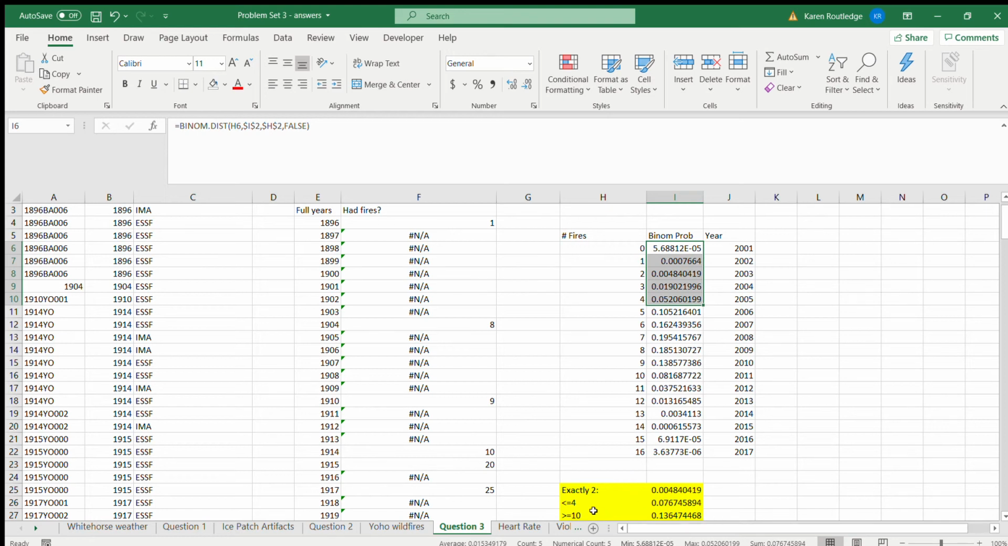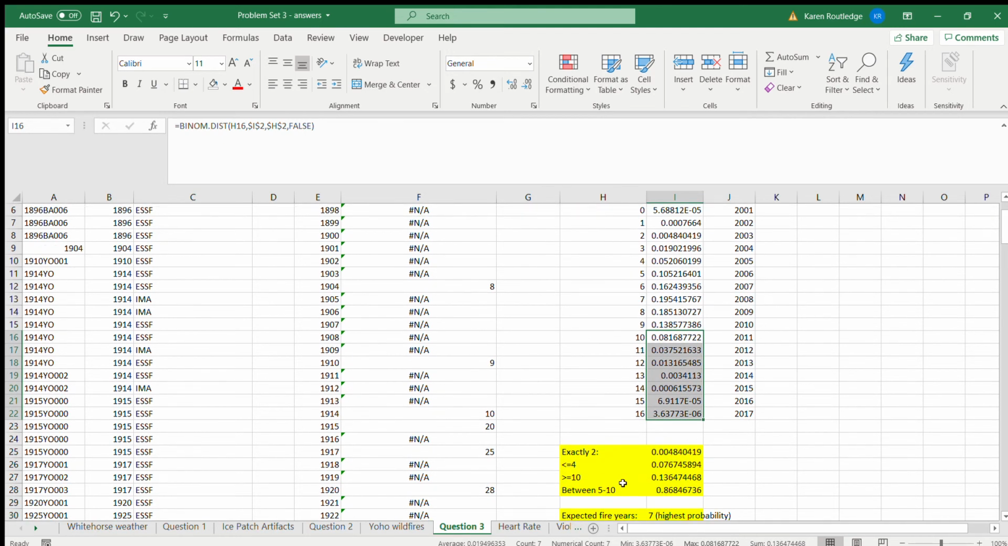Same thing for greater than or equal to 10. Because we have a fixed number, we can take 10 and greater, and we see it's about 14%. And lastly, the probability of there being between 5 and 10 years with fires is the sum of the probabilities between 5 and 10.